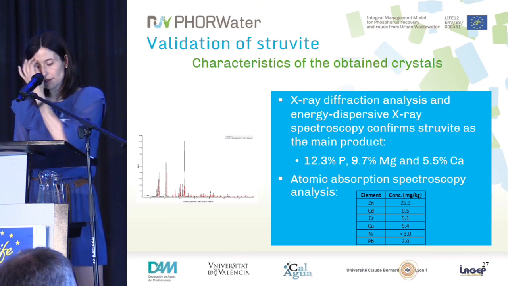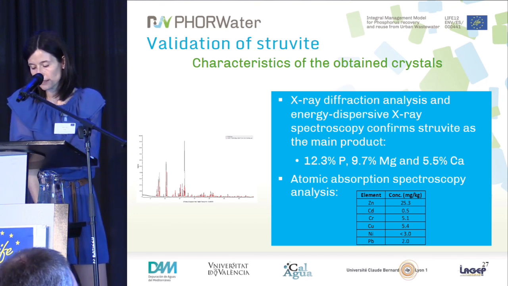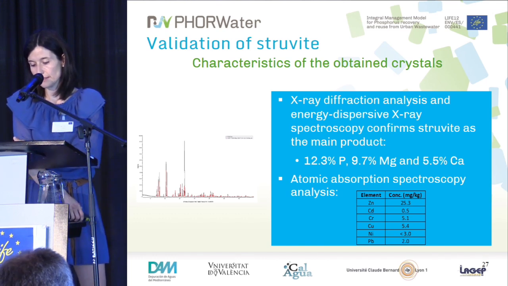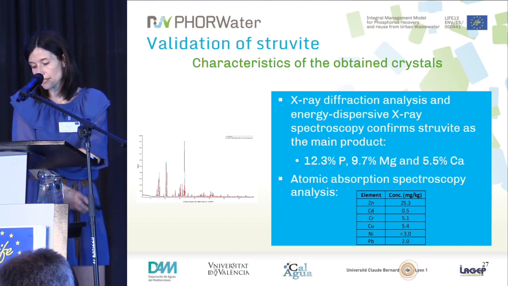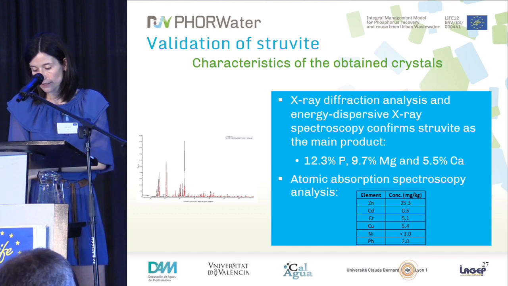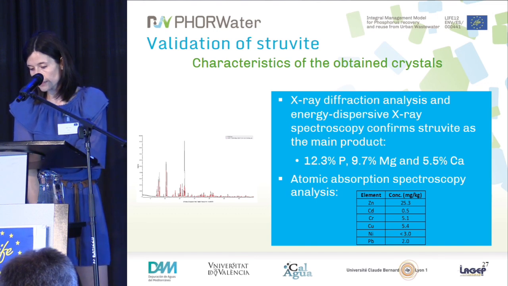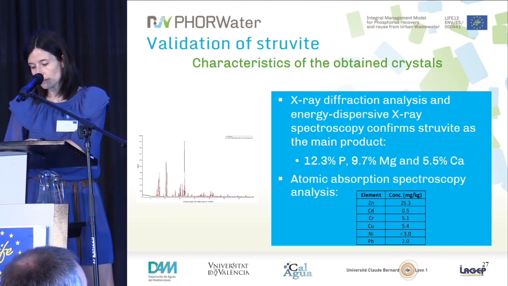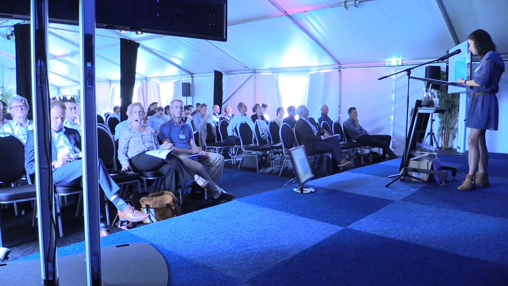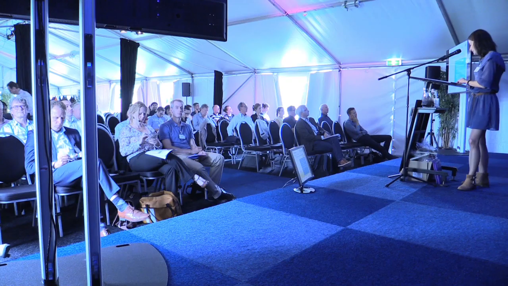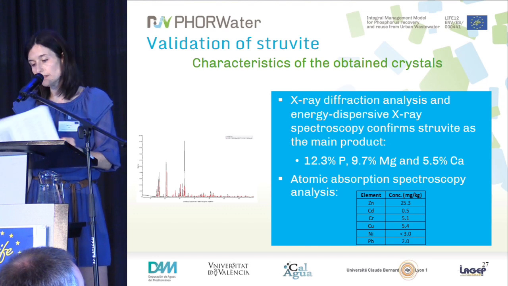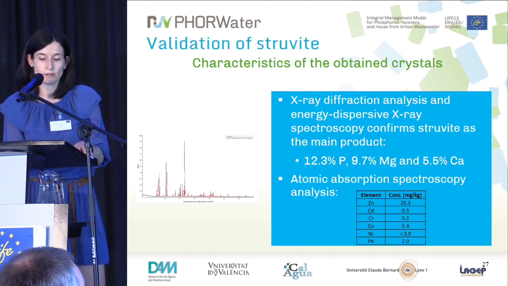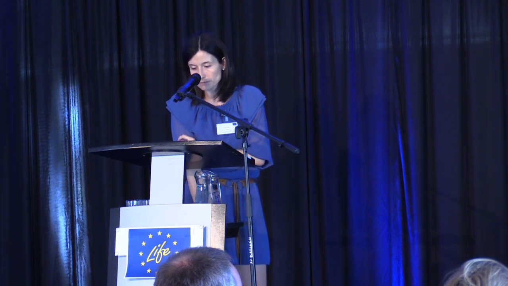And we've done X-ray diffraction analysis, and this shows that the obtained product is mostly struvite, and if there's another fraction, it should be less than 1%. The energy dispersive X-ray spectroscopy showed that the obtained product is 12% phosphorus, almost 10% magnesium, and 5.5% calcium. And the atomic absorption spectroscopy shows that the metal content in the obtained struvite is lower than in any other product recovered from wastewater treatment plants.